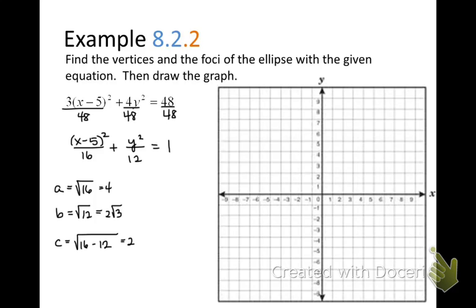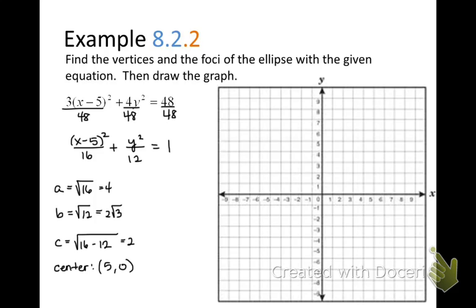So this is enough information for me to now say, where is my center? First of all, that's going to help me. I really need to know where my center is before I start this, right? So my center is at what point? 5, 0. Very good.